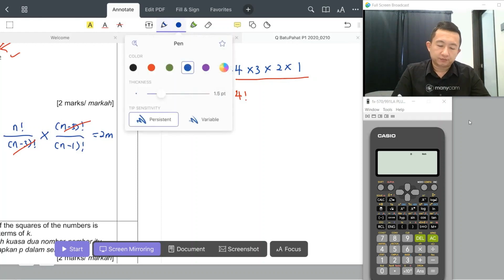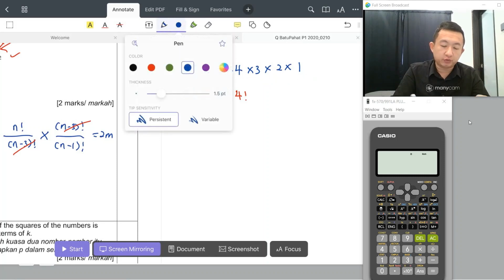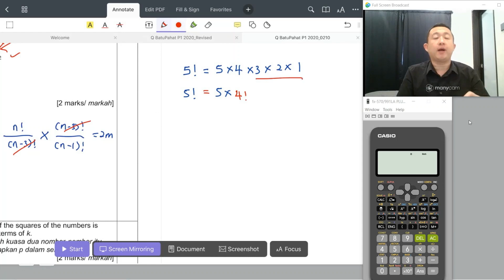Or we can also change this one to, look at these three parts, 3 multiplied by 2 by 1. That would mean 3 factorial. Good. And you have 5 multiplied by 4 multiplied by 3 factorial. So basically you can change to many forms. Just you have to observe the pattern of it. Hopefully you can see the pattern of it.